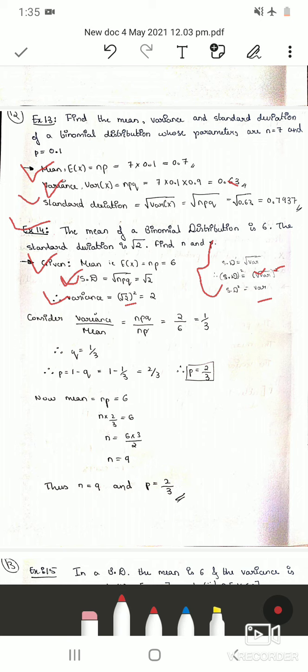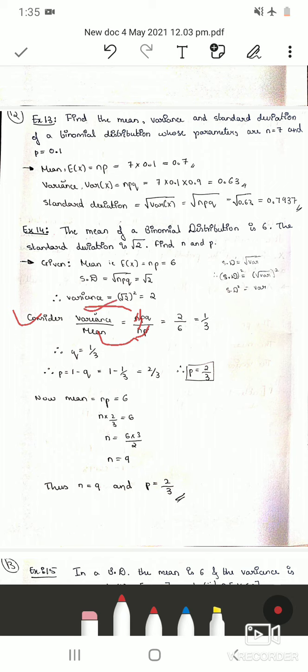So variance will be square root of 2 whole raised to 2. So this 2 and square root will get cancelled. Therefore we got variance as 2. So now we have mean and variance, so we can find the parameters. What we have to do is divide variance by mean. So variance by mean is equal to, what is the variance formula? It is npq. For mean it is n into p. So here you can see n and n will get cancelled, p and p will get cancelled, and you are remaining with q.